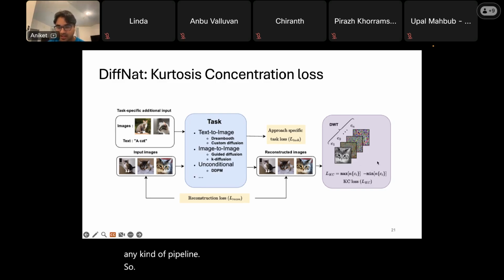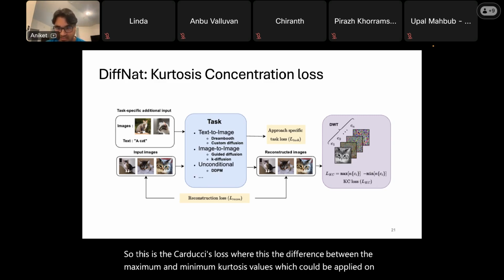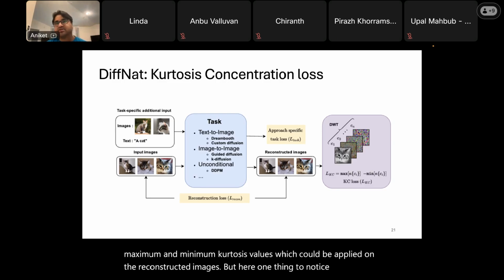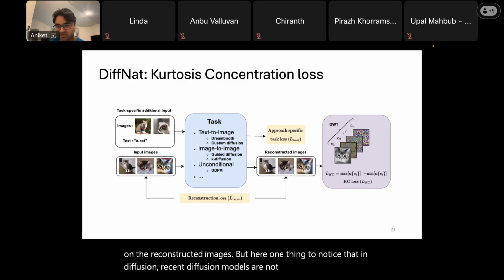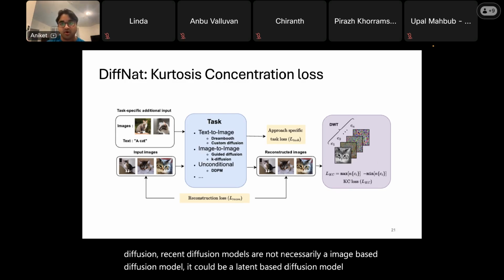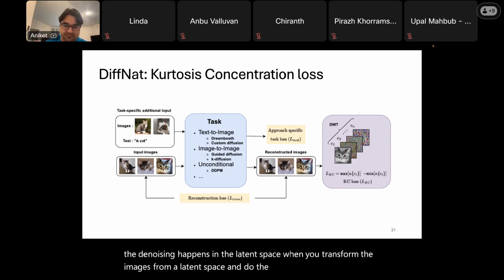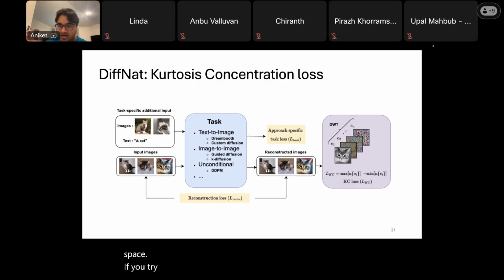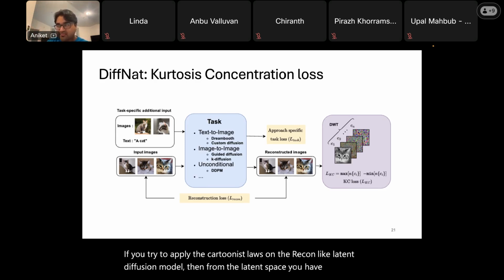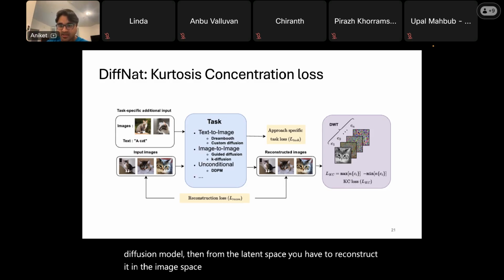So this is the kurtosis loss, which is the difference between the maximum and minimum kurtosis values, which could be applied on the reconstructed images. But one thing to notice is that recent diffusion models are not necessarily image-based diffusion models. It could be a latent-based diffusion model where the denoising happens in the latent space. If you try to apply the kurtosis loss on the latent diffusion model, then from the latent space, you have to reconstruct it in the image space and add this image loss, like kurtosis loss. Because here our intuition or idea is that this is a prior of natural images. So this loss has to be applied to the natural image space, not in the latent space.